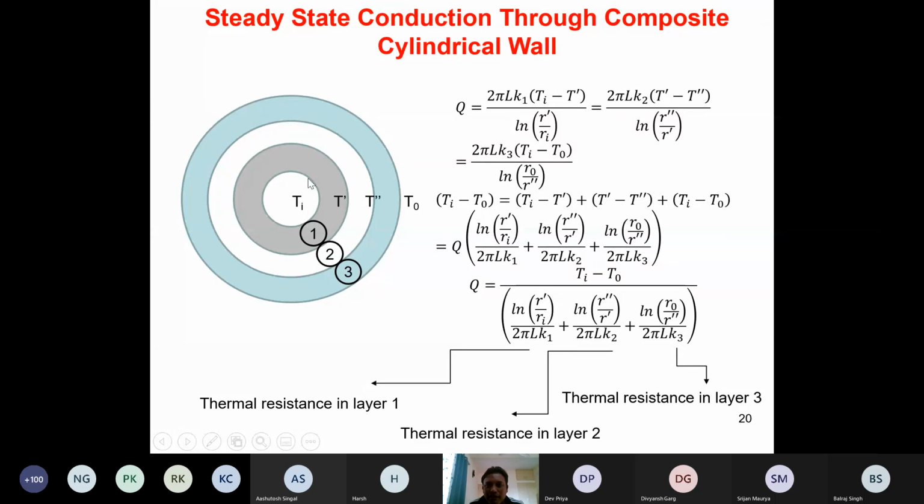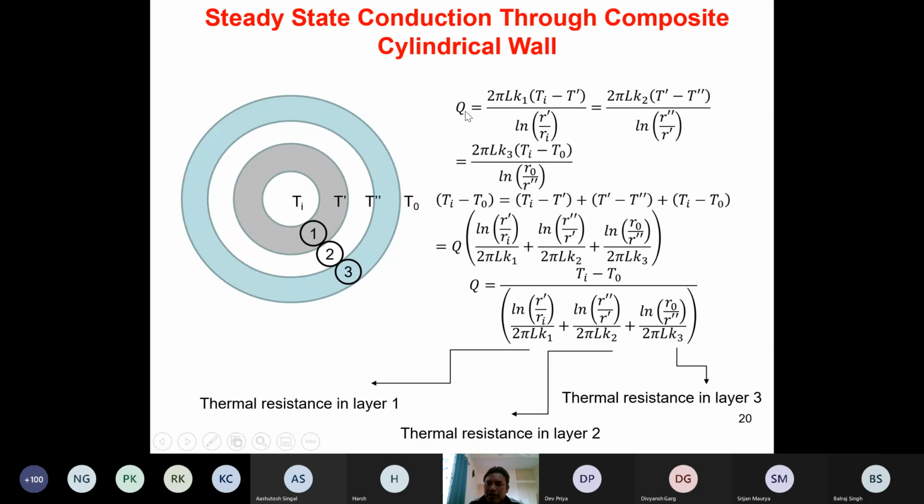Again Ti is the temperature inside, T naught is the temperature outside, T dash and T double dash are nothing but the temperatures at the interfaces. T dash is at the interface of the cylindrical slab 1 and 2, and T double dash is between 2 and 3. Again, K1 is the thermal conductivity of material 1, K2 is the thermal conductivity of material 2, and K3 is the thermal conductivity of material 3.